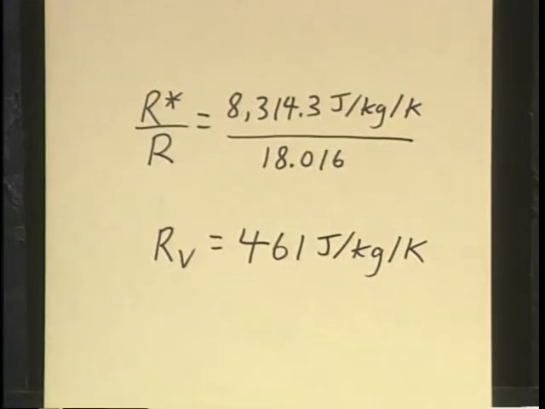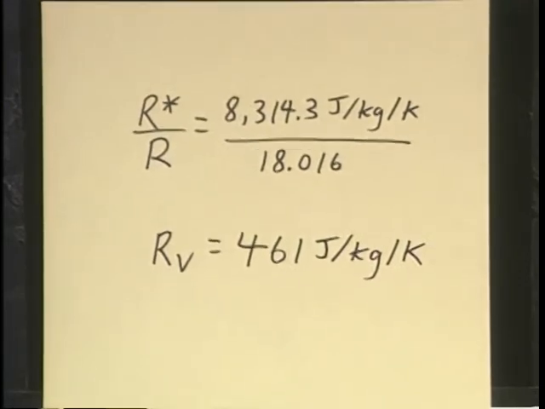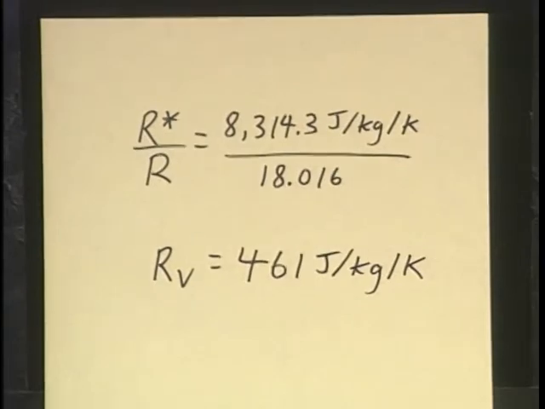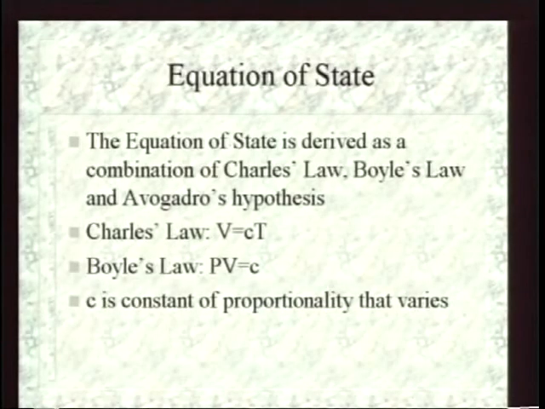Now we've covered a lot of information about the different variables in the equation of state, and now we'll go over how this equation was brought together. The equation of state is derived as a combination of Charles' law, Boyle's law, and Avogadro's hypothesis that we looked at.